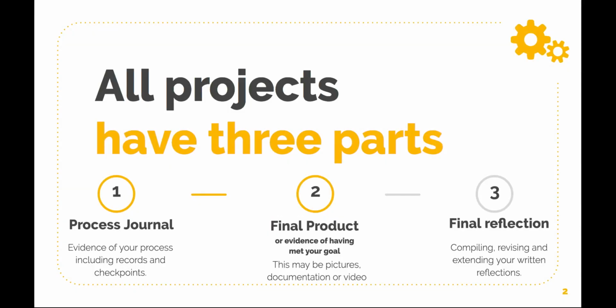As a reminder, all projects have 3 parts. The first of those is the process journal. That is a broad term for the evidence of your process, including all of the records you kept on your own and the checkpoints that you submitted on Canvas in first semester.